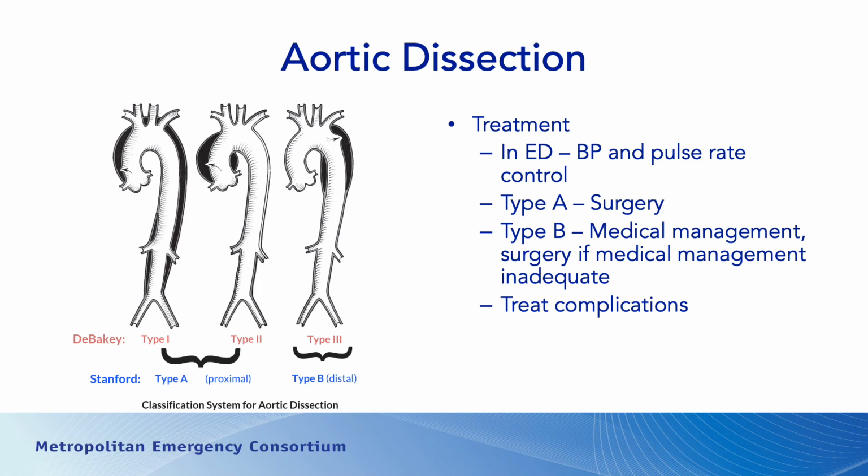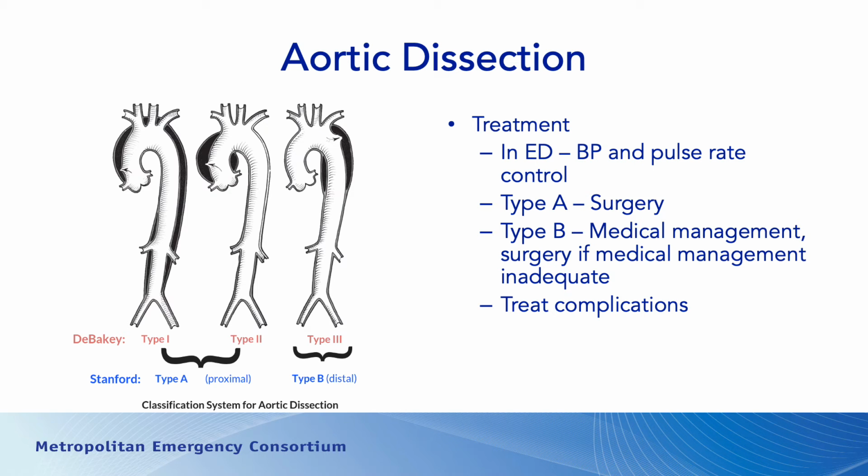Here's just kind of a map of what the dissections look like. There are really two classifications, the DeBakey and the Stanford. Most of us use the Stanford definition, type A and type B. So a type A starts at the proximal aorta and then can either go all the way down to the groin or anywhere in between, whereas the Stanford type B starts at the descending aorta. It starts distal to the left subclavian, and it then goes from that area downward toward the abdomen and the groin.